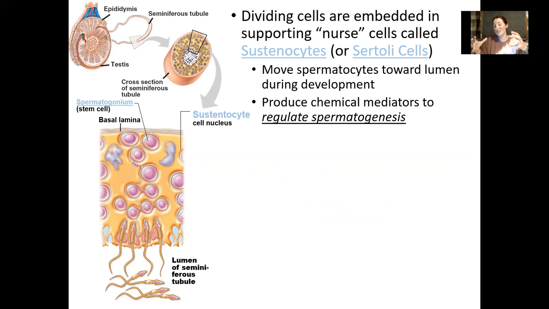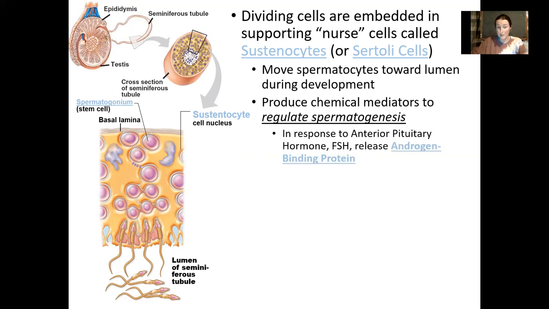Furthermore, they're not just holding on to them and directing their movement, but they're actually producing the chemical mediators that are going to regulate how quickly this process is going to proceed, right? How much sperm is necessary, how many chemicals are around, like what is the brain telling us to do, so the brain, the hormones, etc. At what rate is sperm needed. So these guys are the ones that are responsible for doing that.